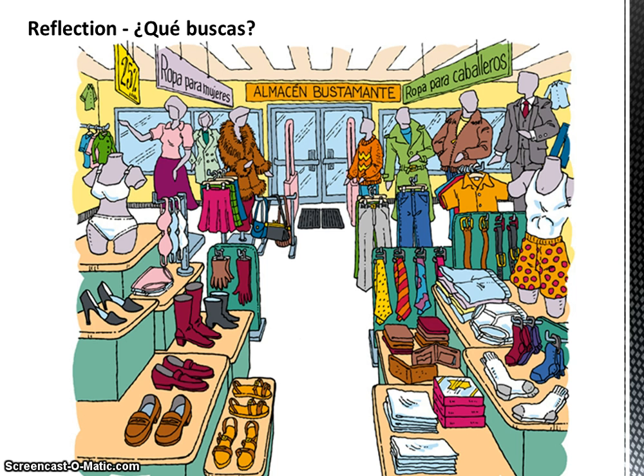So here's your reflection. Imagine that you walk into this department store and you're looking for some items of clothing. I want you to jot down 2 statements of things that you need or that you want, that you're looking for. And I want you to jot down 2 statements of things that you see that do exist in the store. So you're making 2 statements of things that you need or want from the store, and 2 statements of things that you do know exist in the store.